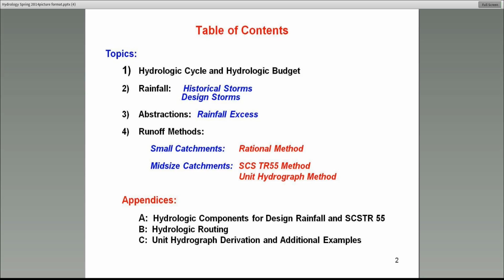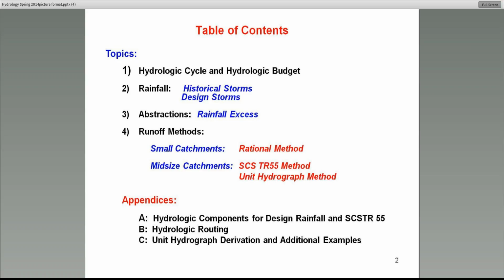You might see a problem or two in the morning session on this as a simple application of the law of conservation of mass as applied to a water system like a catchment or reservoir. And then we'll talk about rainfall, which is the primary input to these hydrologic systems, the primary reason why we have runoff. In particular, we'll talk about design storms, which is what most engineers use in day-to-day design work. After we discuss rainfall, I'll talk a little bit about abstractions.